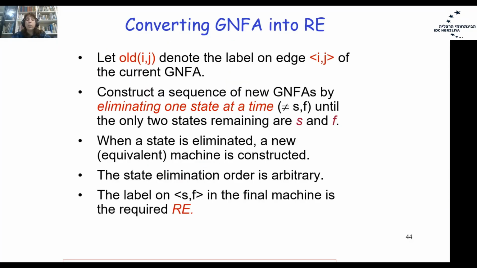The next step is to convert the generalized NFA to a regular expression. We will use the old ij notation to label edge ij of the current GNFA. We construct a sequence of new GNFAs by eliminating one state at a time until we reach only two states, the start state and the accepting state. The order of elimination can be chosen arbitrarily, it doesn't matter. So we construct a new machine with fewer and fewer states until we reach a machine with only two states, S and F, and the regular expression written on the edge.